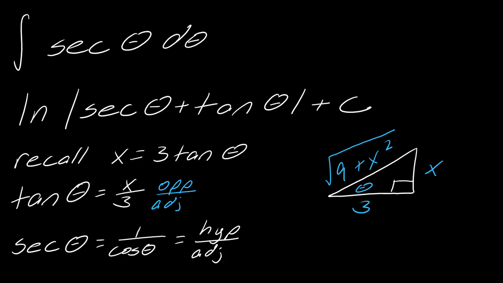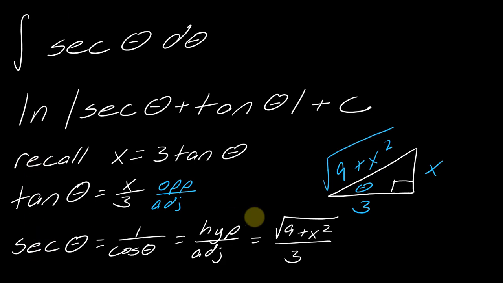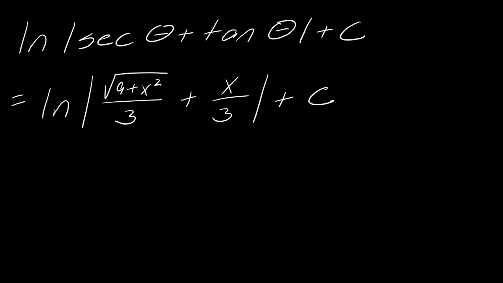So if I'm trying to figure out the value of secant theta, I can just use my little reference triangle. Here's the hypotenuse, here's the adjacent side. So it's square root of 9 plus x squared over 3. Now I can plug all of that into where I had secant theta and tangent theta. So my final answer, instead of natural log of secant theta plus tangent theta plus c, will be the natural log of the absolute value of square root of 9 plus x squared over 3 plus x over 3, and then plus c. So that's the whole thing with trig substitution.